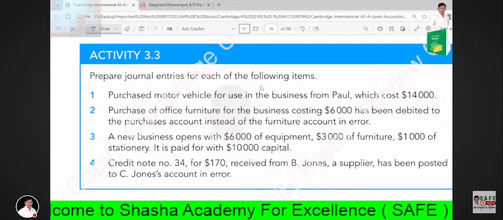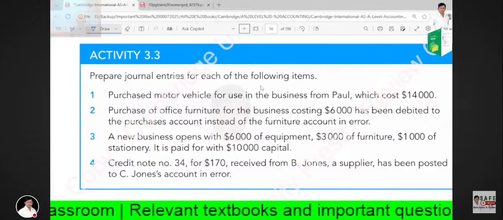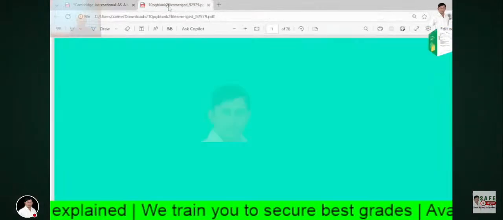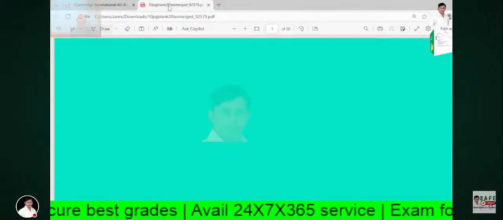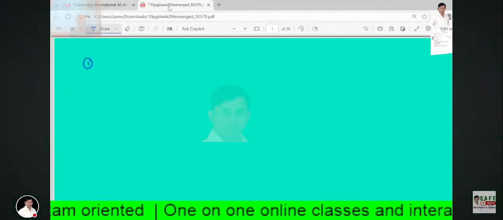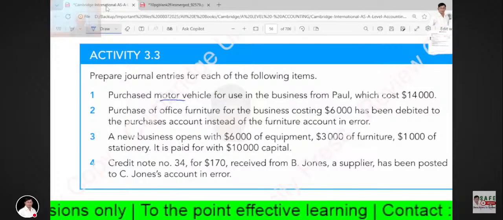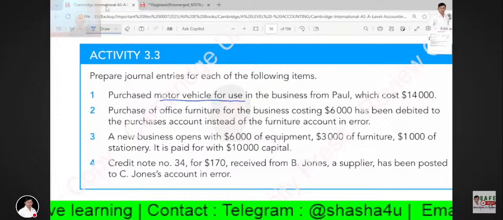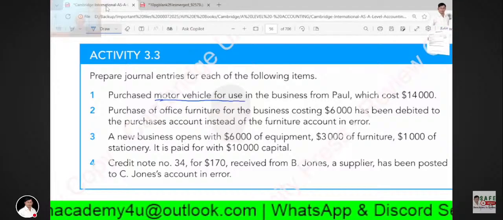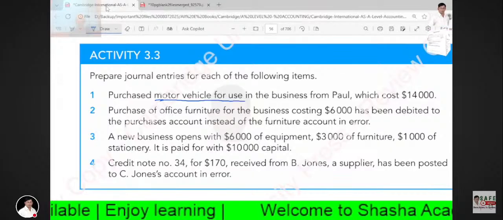So prepare journal entries for each of the following items. First one, purchase motor vehicle for use in the business from Paul, which cost 14,000. This is a very simple journal entry. What is happening here? We are purchasing motor vehicle for use in the business. Very important thing: suppose we purchase motor vehicle for sale, as merchandise in the business, then it becomes purchases. But when we use the motor vehicle, it will be recorded as an asset.